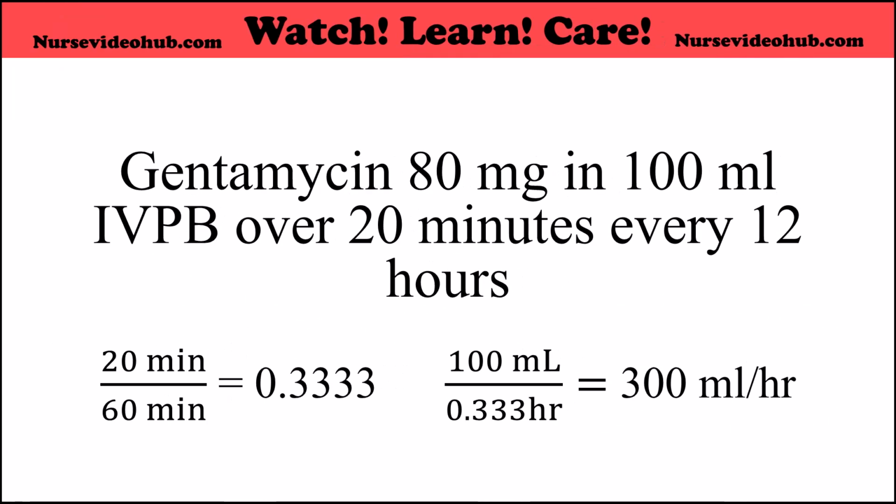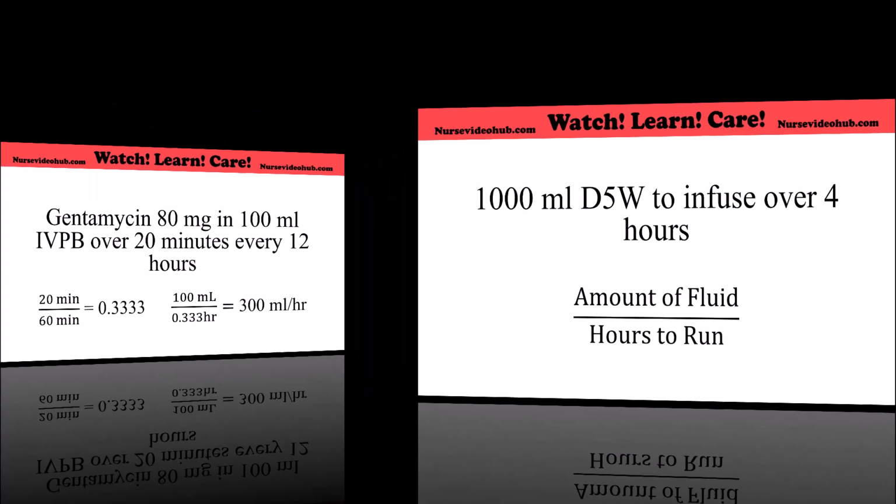You can always convert the minutes to hours first by dividing the 20 minutes by 60, which equals 0.3333. Then complete the formula. Total fluids is 100 milliliters divided by the time to run in hours, which is 0.3333, which equals 300. Either way gives you the correct answer.